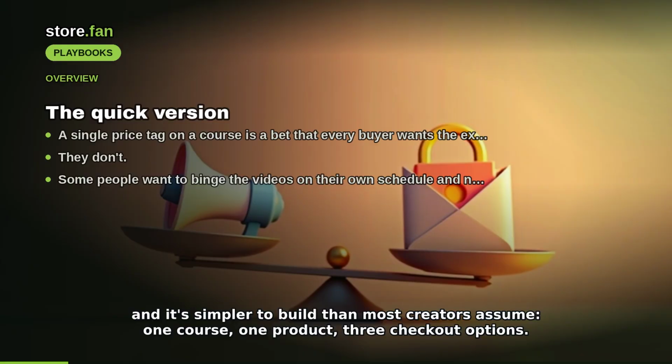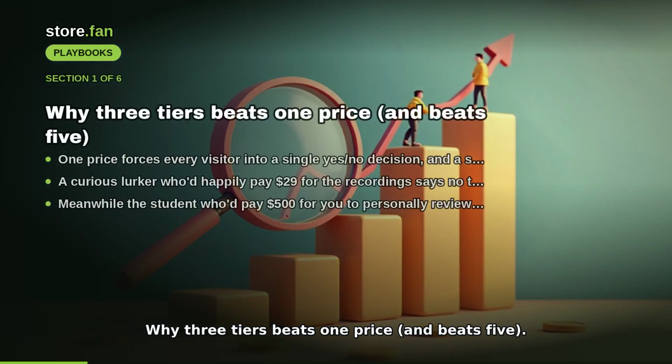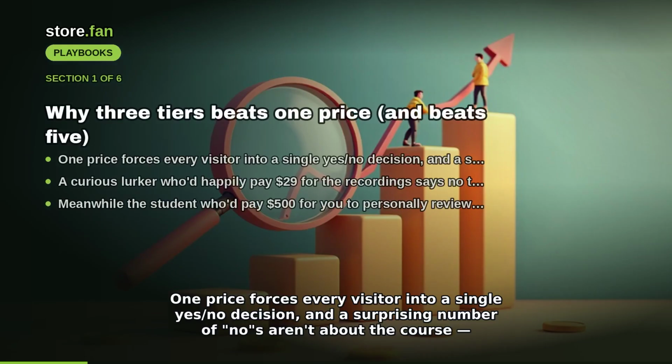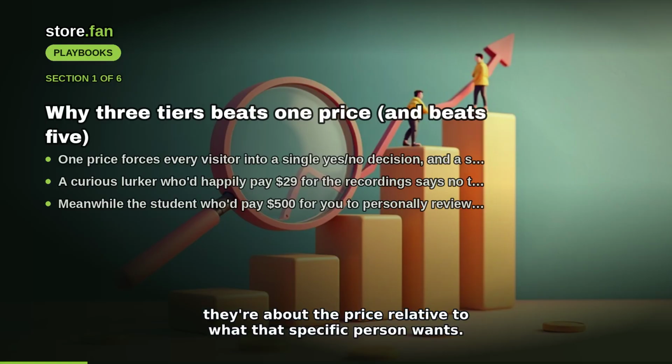1 course, 1 product, 3 checkout options. Why 3 tiers beats 1 price, and beats 5. 1 price forces every visitor into a single yes-no decision, and a surprising number of no's aren't about the course. They're about the price relative to what that specific person wants.